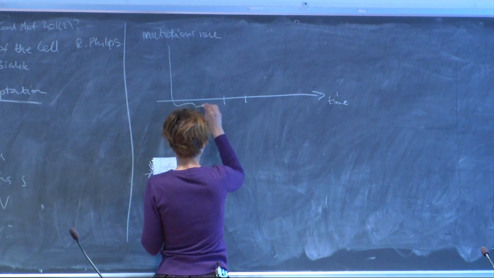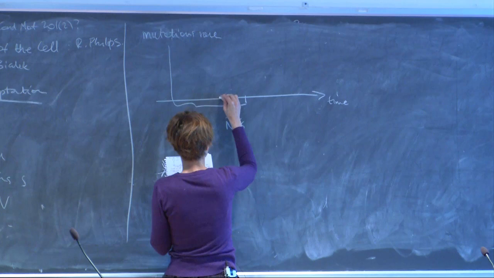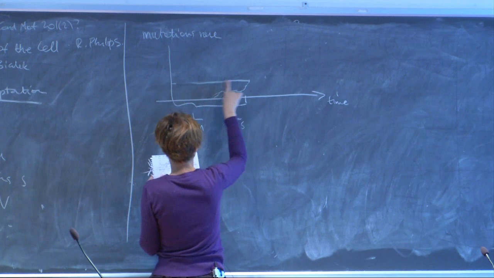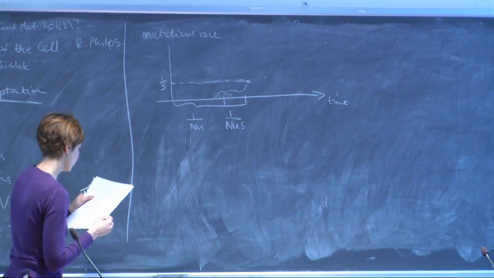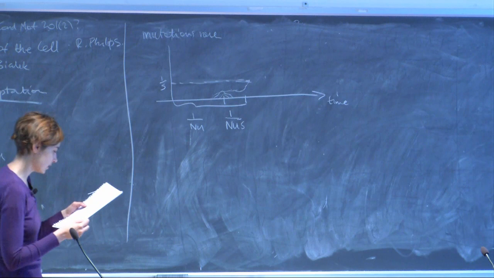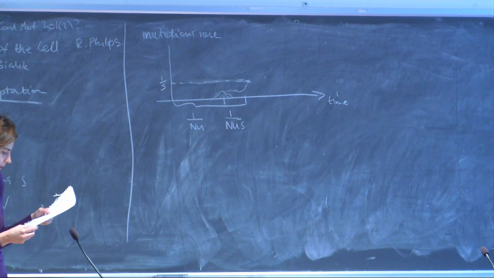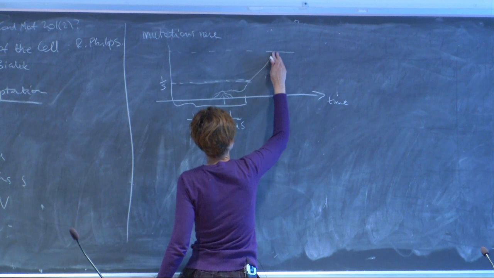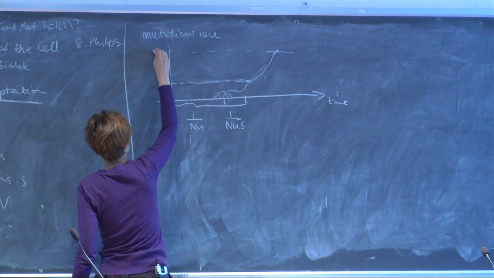So after 1 over Nus, we have these ones here that go extinct, but we'll have one here that will go above 1, and then it will drift some more, and it'll become larger than 1 over s after some time. After this time, it'll grow deterministically, and then it will reach some max value, essentially it will fix.